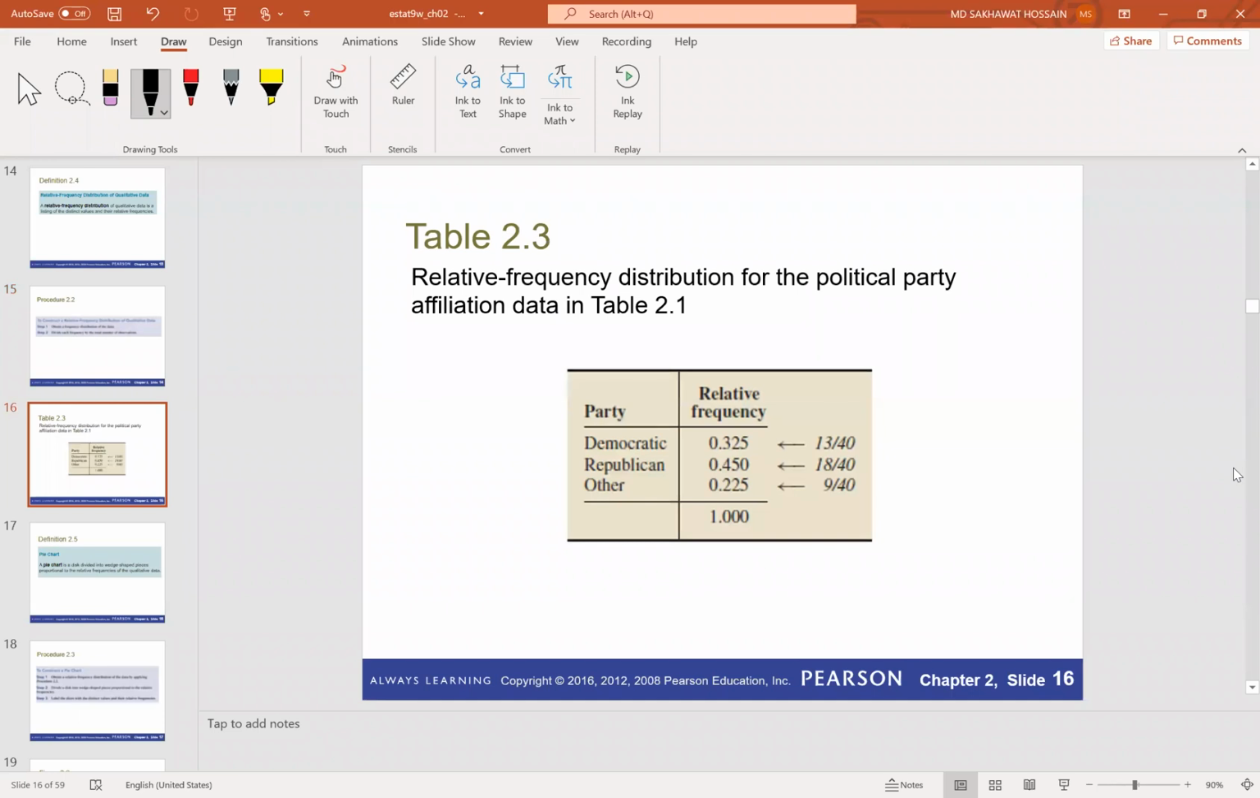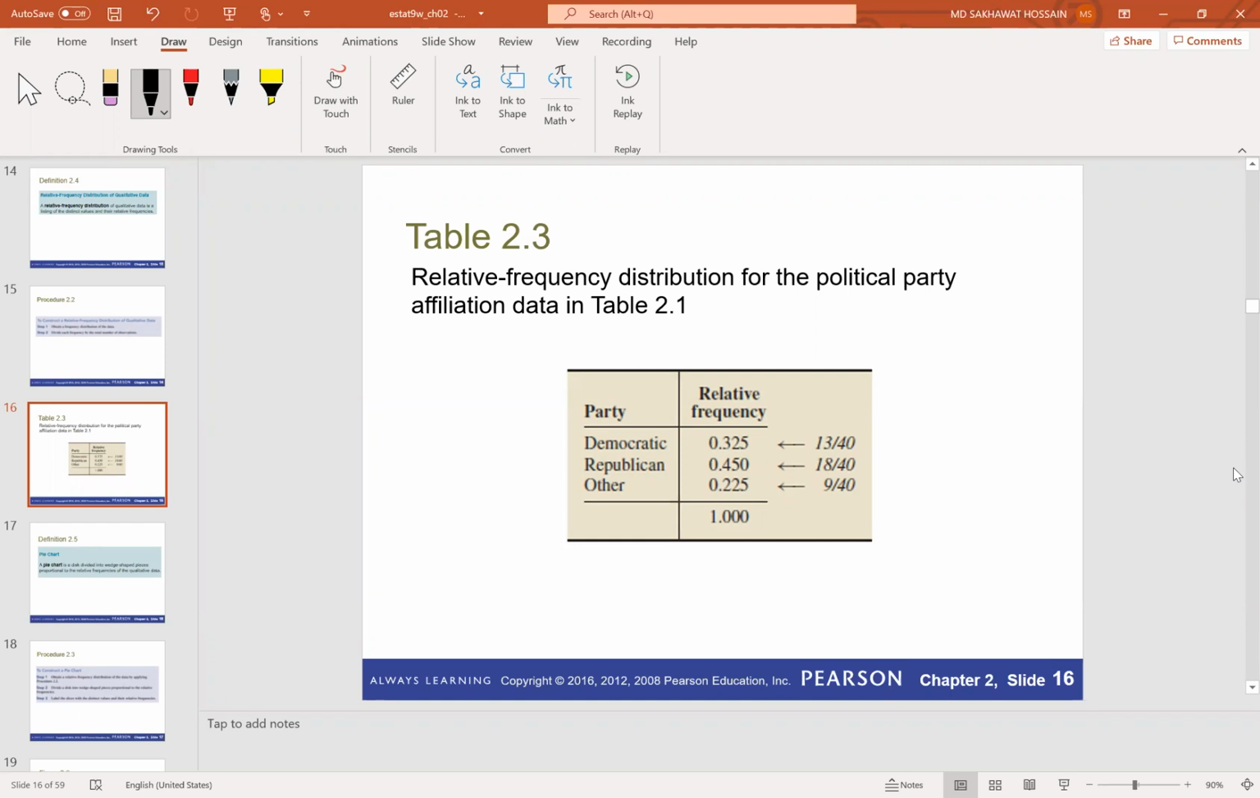We have a total of 40 observations, and corresponding to Democratic, the frequency is 13. So the relative frequency for this one will be 13 divided by 40, which is 0.325. And for Republican, the frequency was 18 and the total responses was 40. So 18 divided by 40 is 0.450. And other is 9 divided by 40, which is 0.225. So this is the relative frequency.